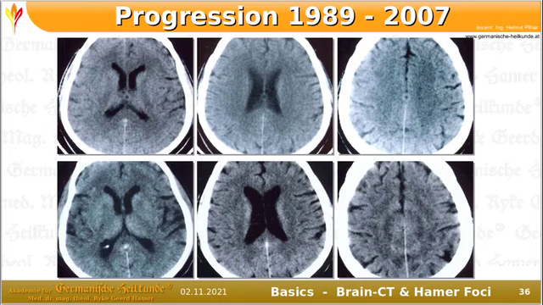Progression 1989 to 2007. This is a fascinating shot. This is the same patient. The top row from 1989 and the bottom from 2007, so 18 years later. There you can see, for example, a Hummer focus going over this falx, across the fissure. It's like a standing wave. What is that exactly? Dr. Hummer explained it to me.